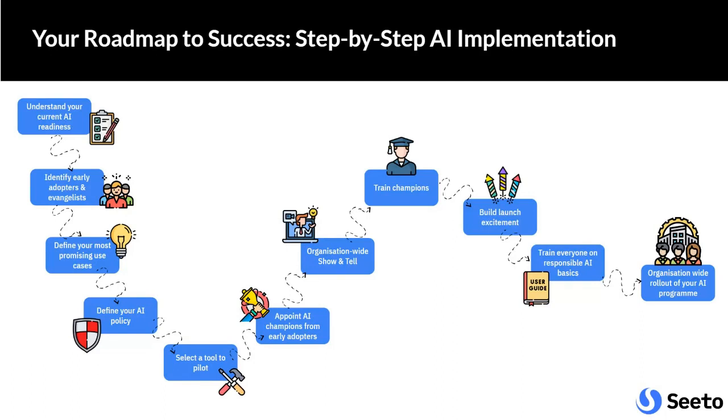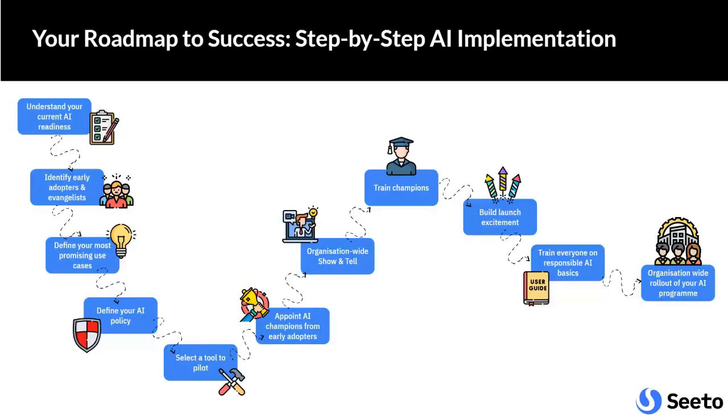This is something we find incredibly powerful when we're managing this kind of change project at Seeto. You find people inside the business that are passionate and want to help other people learn. When you've found those champions, you then want to get them to lead the organization in thinking about how it might be useful in the future. Run an organizational show and tell. So maybe get those champions to come and demonstrate to the organization how they're using it in their workflow.